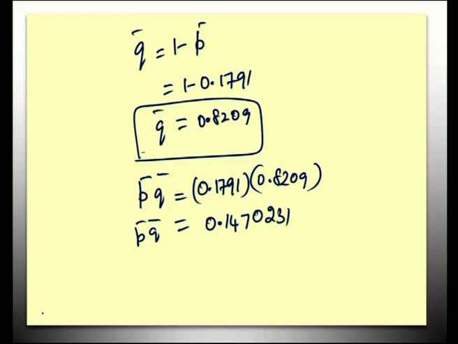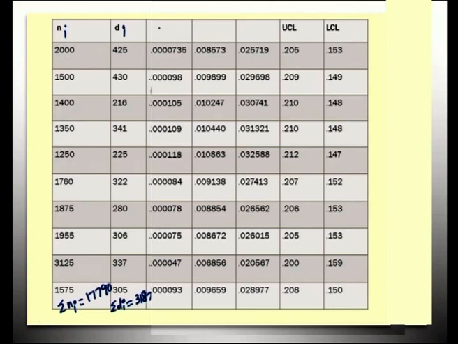So that we calculate in the tabular column each and every value. Just look at the tabular column. This is the P bar value, P bar Q bar by N. This value is 0.0000735 when divided by N i. Similarly, for this value, 0.000098 is actually 0.1791 into 0.8209 divided by 1500.